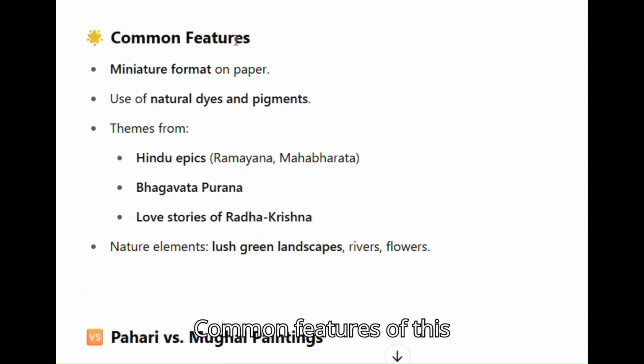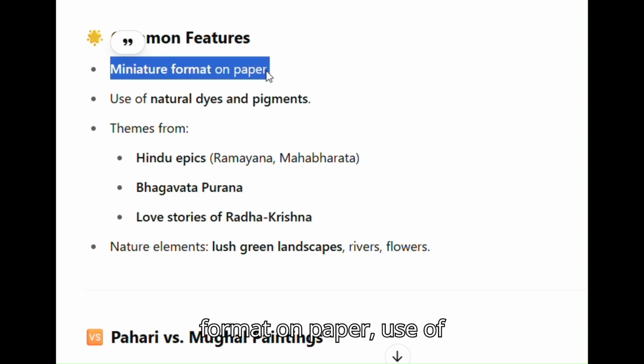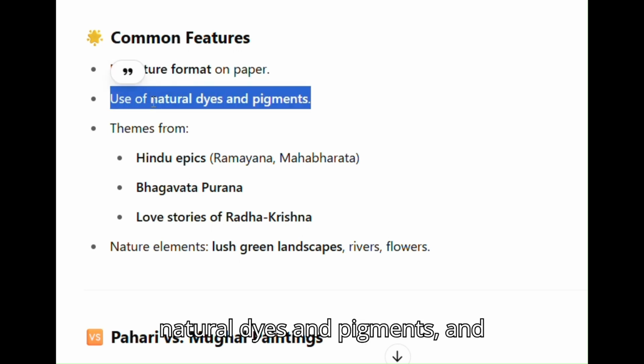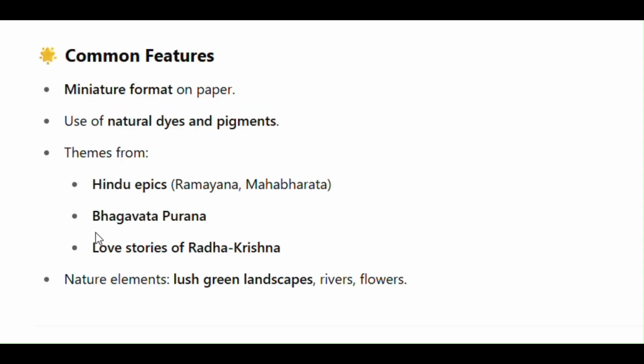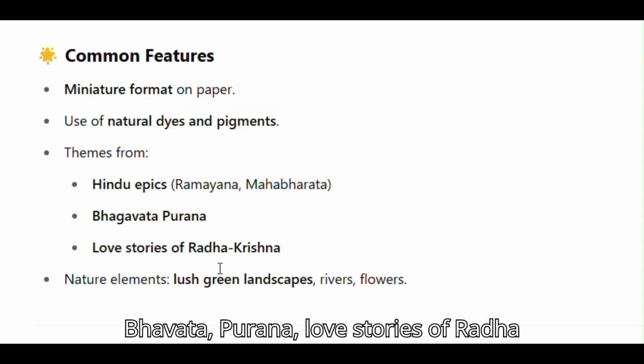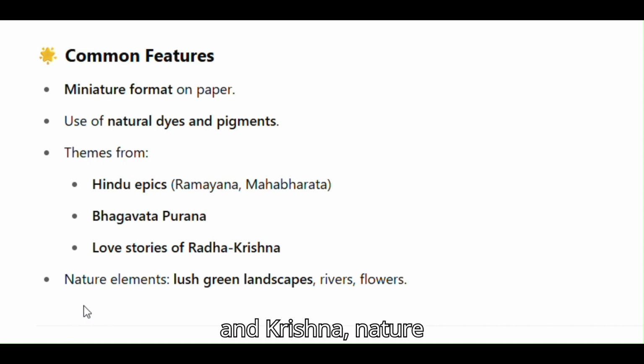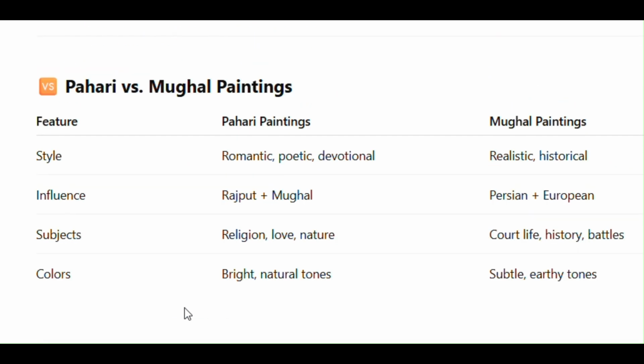Common features of this painting: miniature format on paper, use of natural dyes and pigments, and the themes are about the Hindu epics of Ramayana and Mahabharata, Bhagavata Purana, love stories of Radha and Krishna. Nature elements such as lush green landscapes, rivers, flowers.